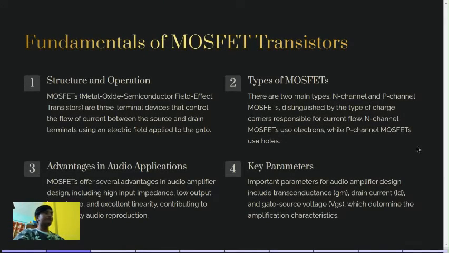Fundamentals of MOSFET transistors. Structure and operation. MOSFETs, metal oxide semiconductor field effect transistors, are three-terminal devices that control the flow of current between the source and drain terminals using an electric field applied to the gate. Types of MOSFETs. There are two main types, N-channel and P-channel MOSFETs, distinguished by the type of charge carriers responsible for current flow. N-channel MOSFETs use electrons, while P-channel MOSFETs use holes.